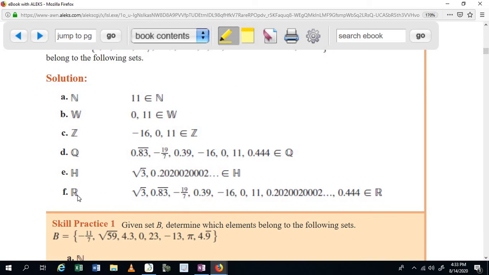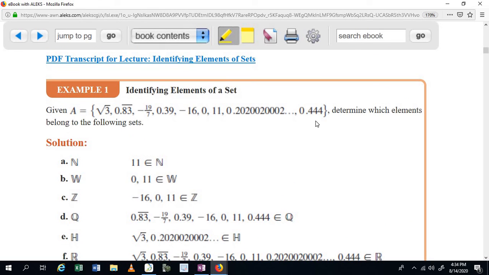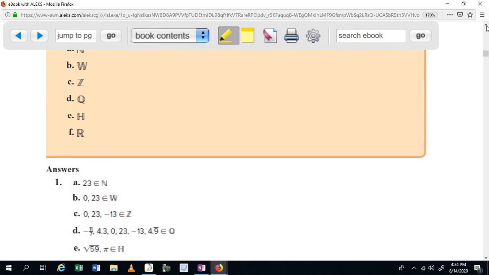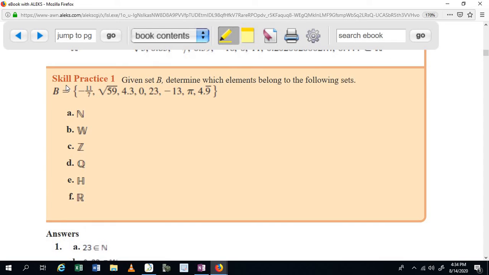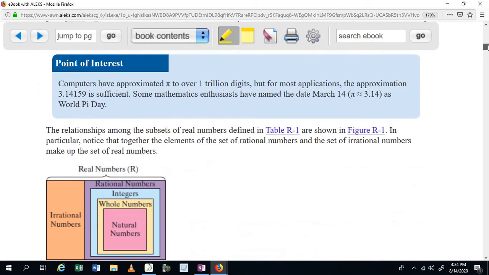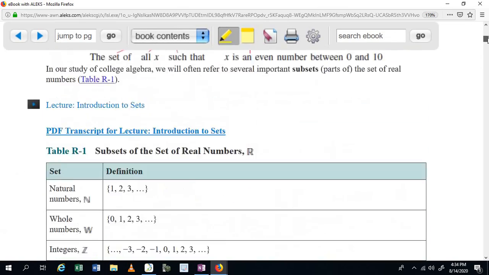And then the last one is which of them are real numbers? And of course, all of these are real numbers. Every one of those is a real number. You may want to practice this. This is a skill practice. You could practice on here, and then below it, it gives you the answers. So you could try that problem. So that's the first objective.